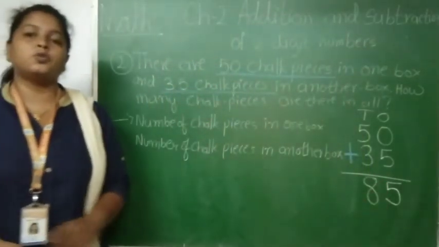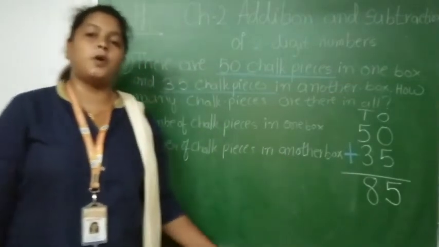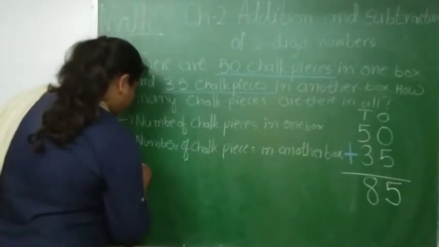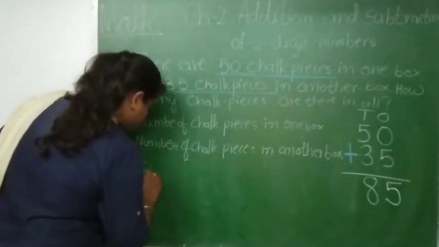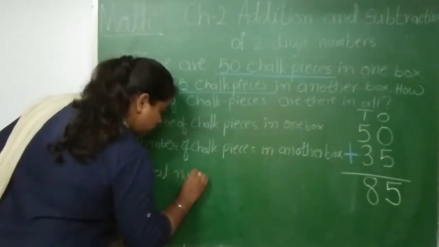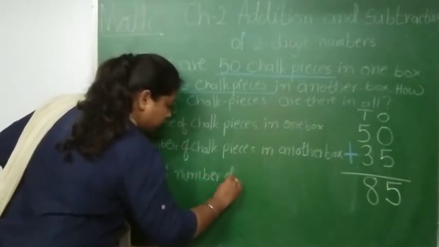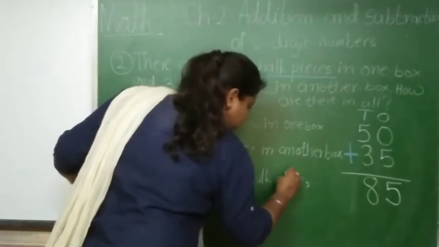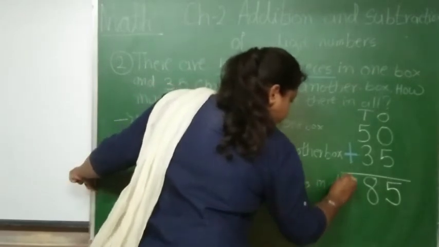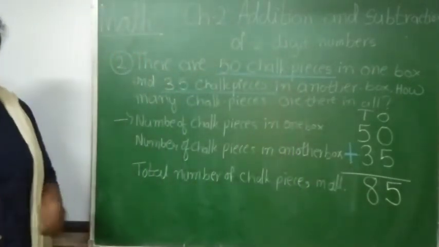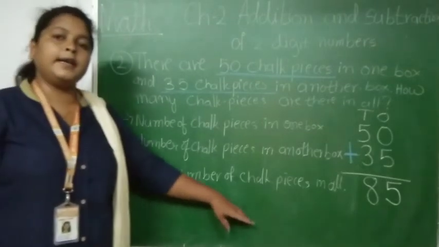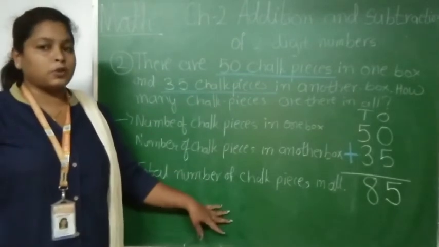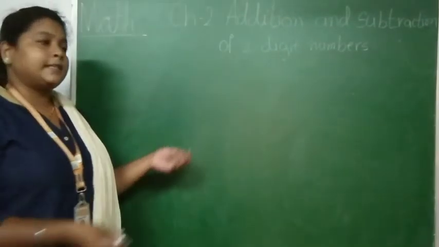So now you will come to know total chalk pieces in both boxes. How many are there in both boxes together? 85. So here you will write total number of chalk pieces in all. Okay. And at the end you can write the sentence, there are 85 chalk pieces in all. Okay. So this is how you have to solve the story sums. Okay. Next example.